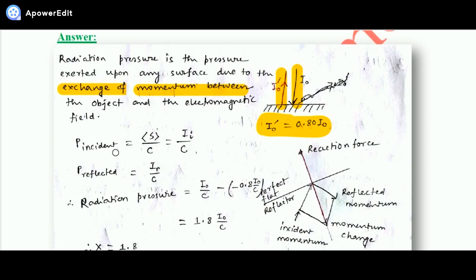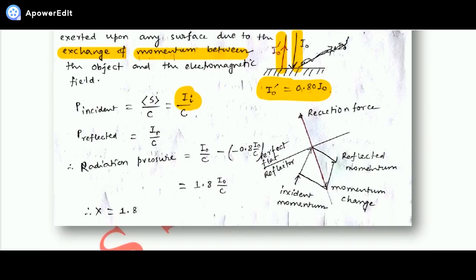Now incident pressure is given by the average of the Poynting vector by c. The average of the Poynting vector is equivalent to the intensity, so I by c, and for reflected, IR by c. So what is the radiation pressure? It is the change in momentum, so change in this vector. This is the incident one and this is the reflected one. Now it is changing direction, so a minus sign is introduced here. So the radiation pressure is 1.8 I0 by c, so the value of x is 1.8.